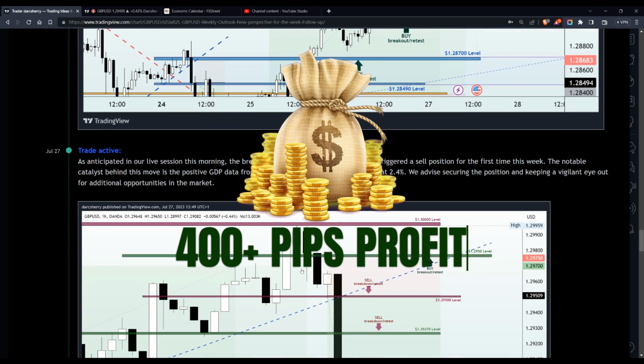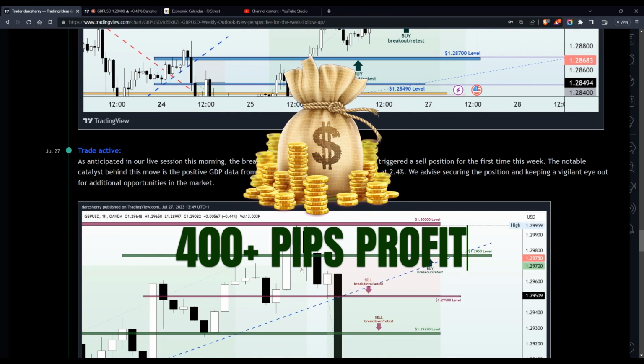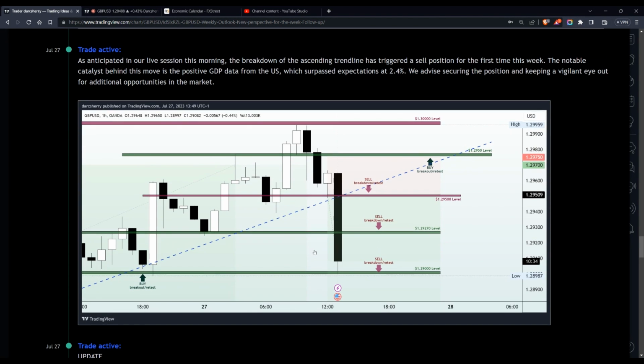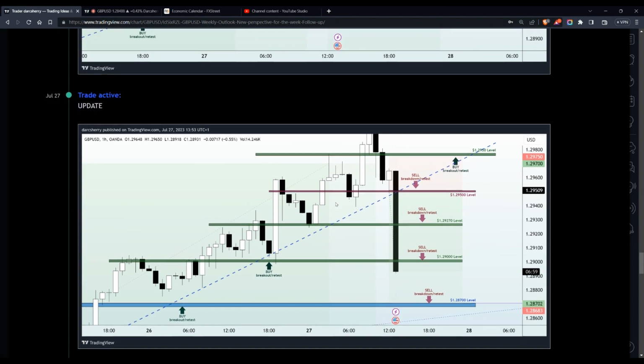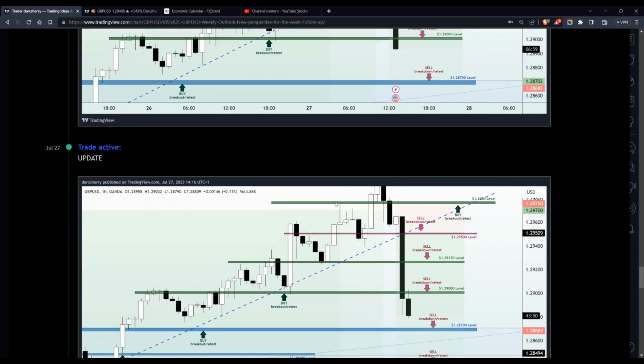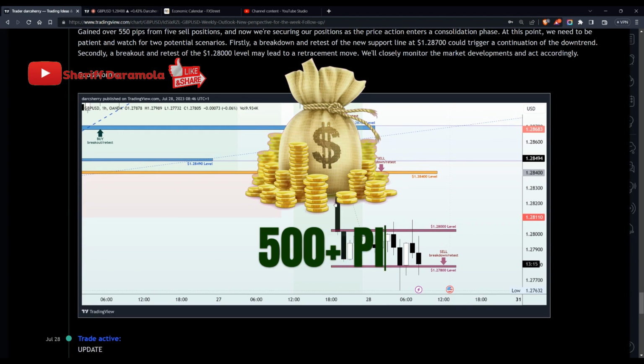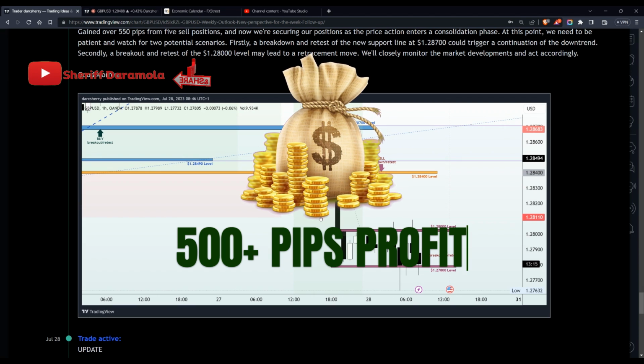Then another moment didn't come until Thursday, prior to the GDP data, where we began to see bearish expectations. With the breakdown of the 1.295, we capitalized on the bearish move, which took price all the way to the downside. In this scenario, we were able to scoop over 500 pips on that single move to the downside.